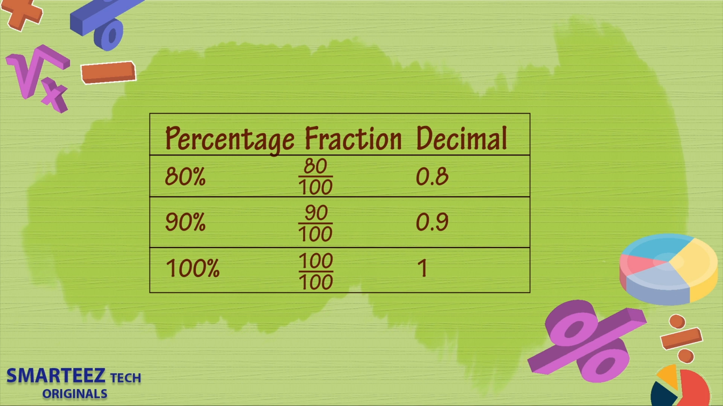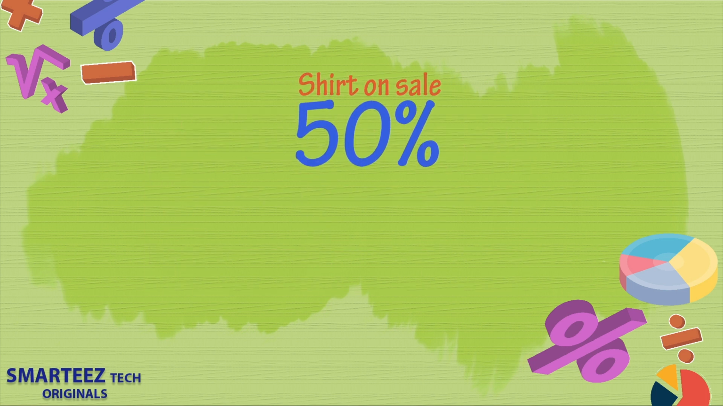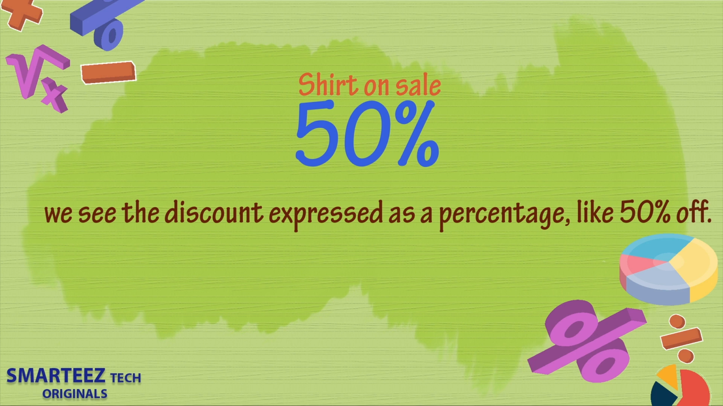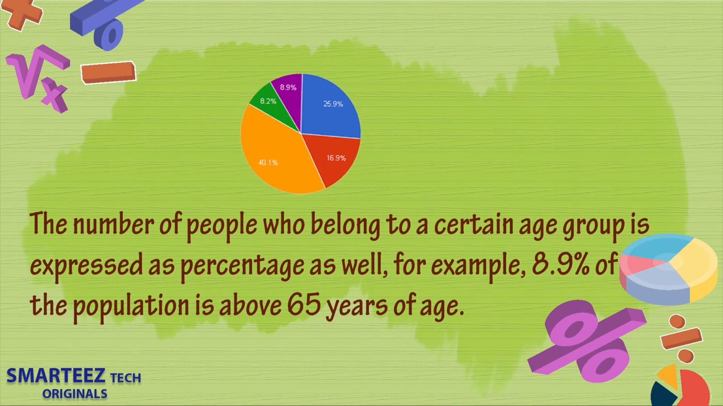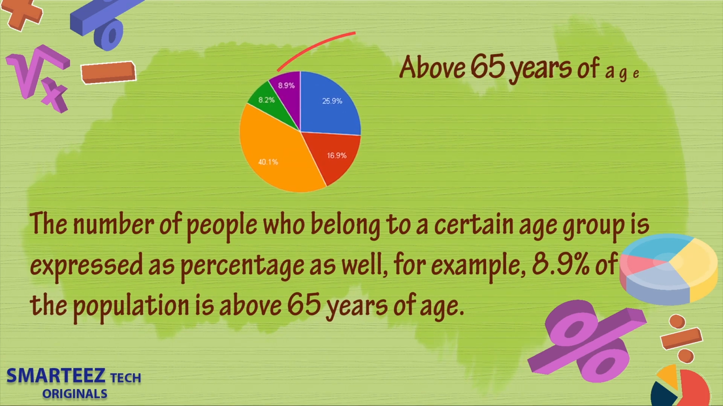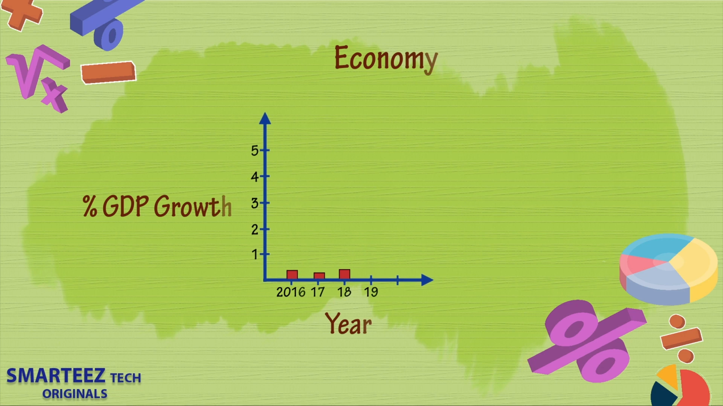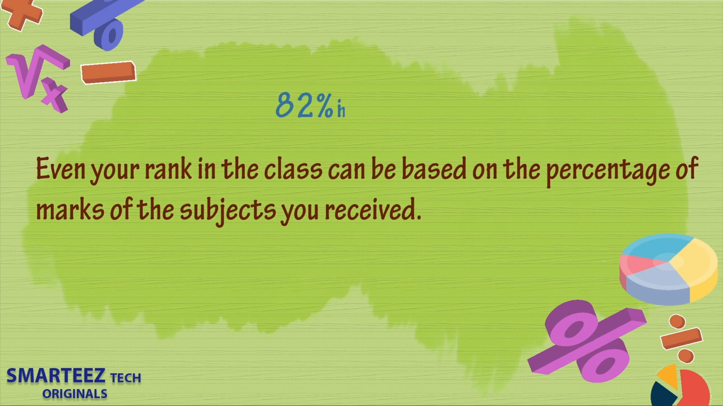But they are used everywhere. You see a shirt on sale and we see the discount expressed as a percentage, like 50% off. The number of people who belong to a certain age group is expressed as a percentage as well. For example, 8.9% of the population is above 65 years of age. The rise and fall of the economy is expressed in terms of percentage of GDP, like the GDP grew by 3.2% this year, and even your rank in the class can be based on the percentage of marks of the subjects you receive. Let's look at some examples to understand percentages better.